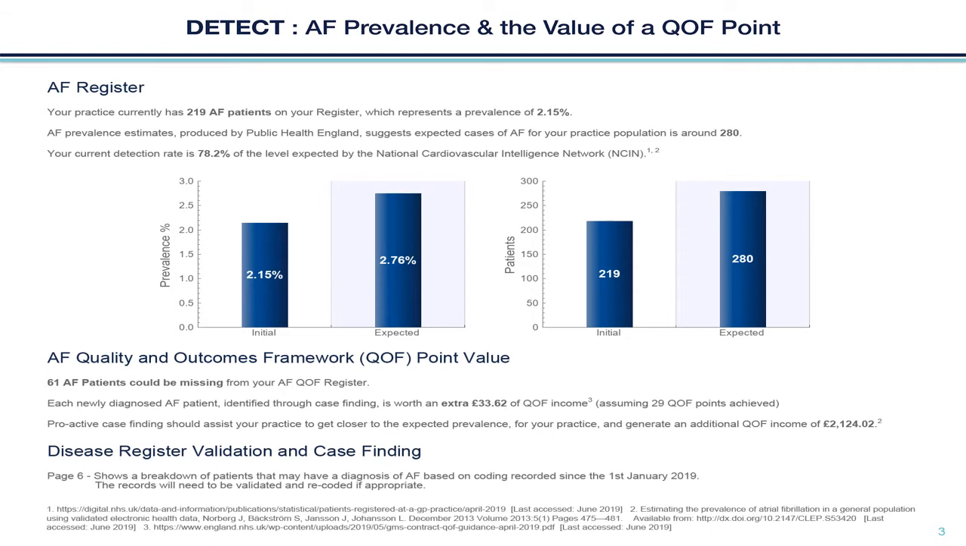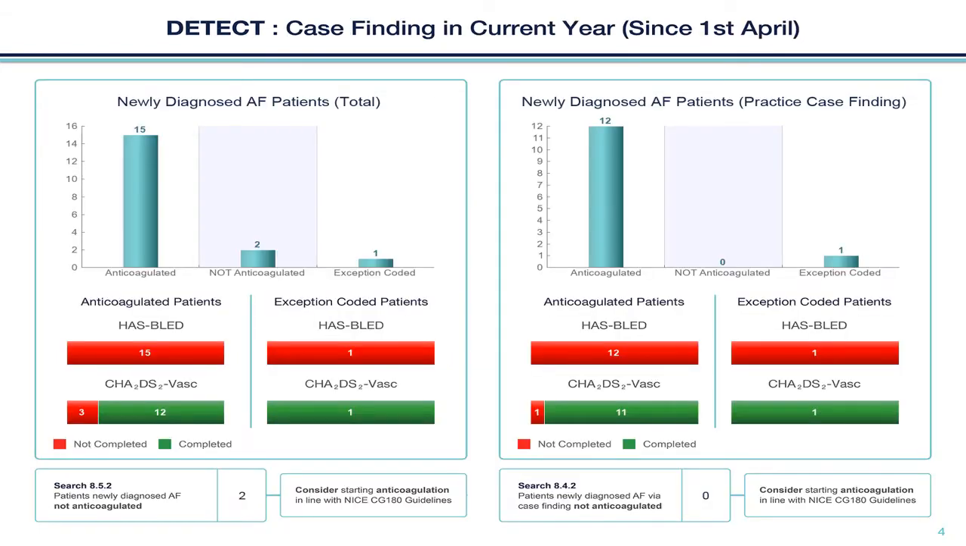So we've got the prevalence of atrial fibrillation and the value of a QOF point. So this is all around how many patients they have with atrial fibrillation in comparison to the national average. Then we've got case finding in the current year, so how many new patients have been diagnosed, and then out of that number how many are on the correct treatment, how many are on no treatment, how many have been exception coded.